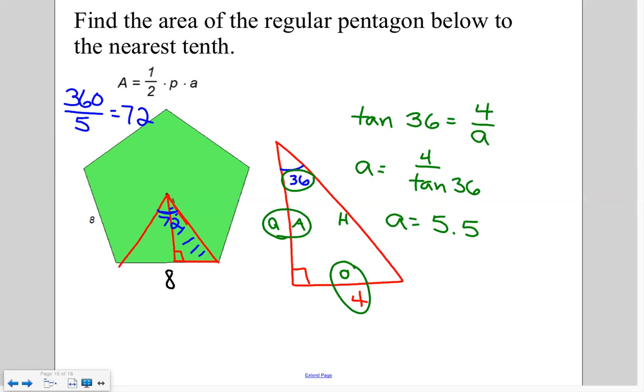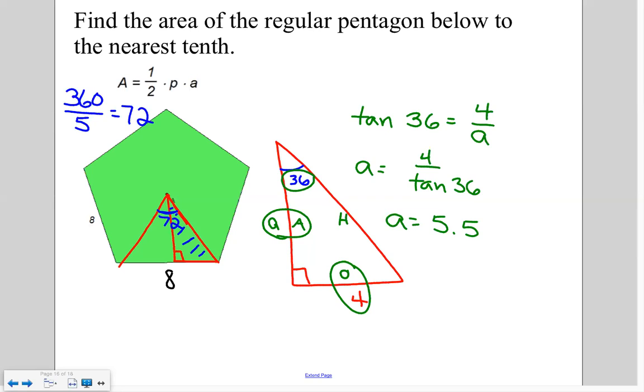We allow you guys to round a lot of these decimals to the nearest tenth. We understand that that's going to give us a little bit of variability depending on where you round and when you round. So our final answers may be a little bit higher or lower depending on that. But in this case, the apothem is about 5.5.